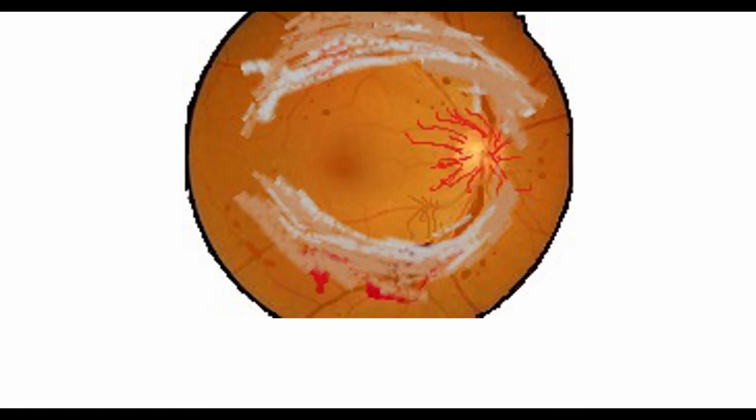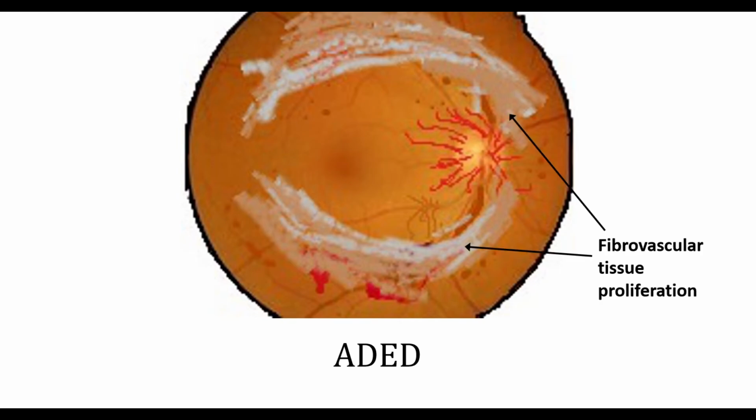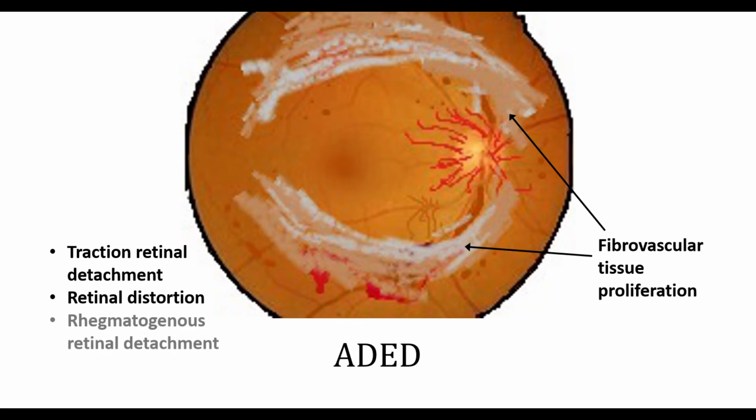Well, this is not a true fundus photo. The strokes of grey are added by editing. Typically, this can be seen in the case of advanced diabetic eye disease, where we can appreciate the fibrovascular tissue proliferation. Other than that, ADED can also have traction retinal detachment, retinal distortion, and rhegmatogenous retinal detachment.